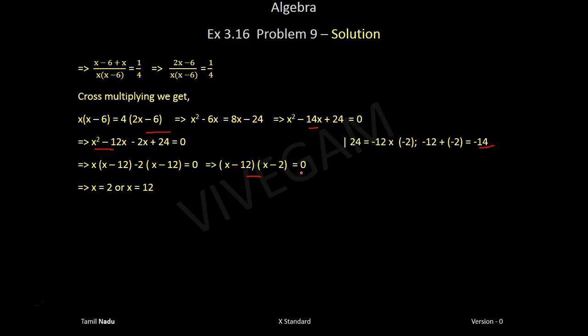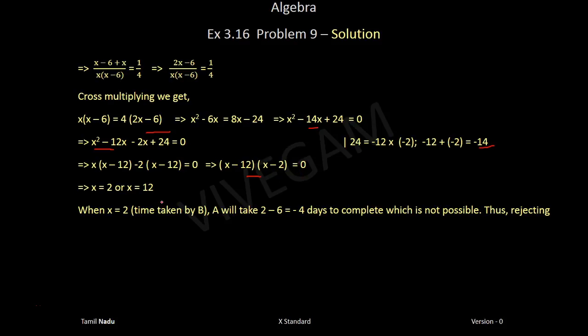Now let's take the first condition. If x is going to take 2, what is x? The number of days B takes. So how many days will A take? It says 2 minus 6, right? Because A will take 6 days less than B. So A will take 2 minus 6, that is minus 4 days. Is this possible? It's not possible. So we'll have to reject this value.